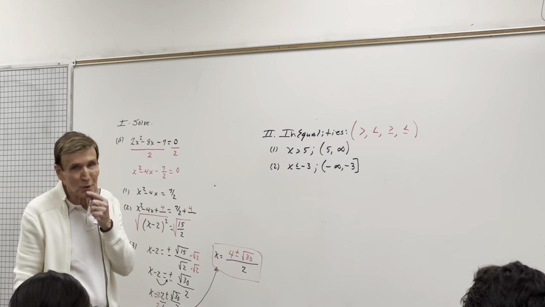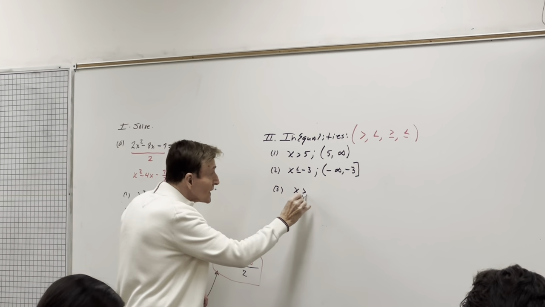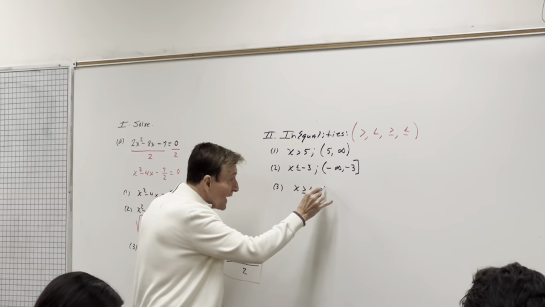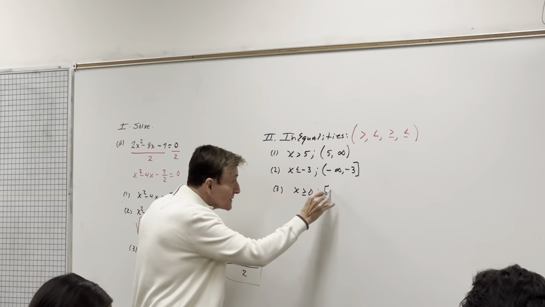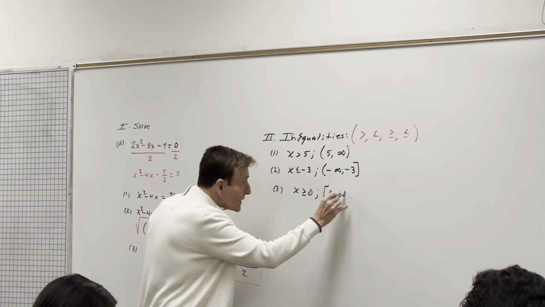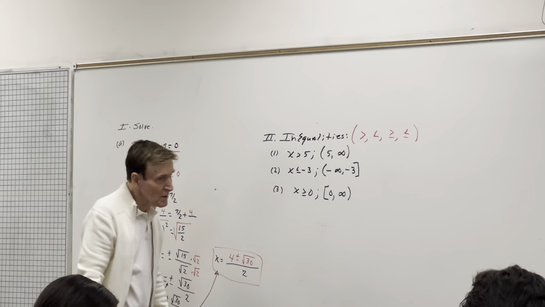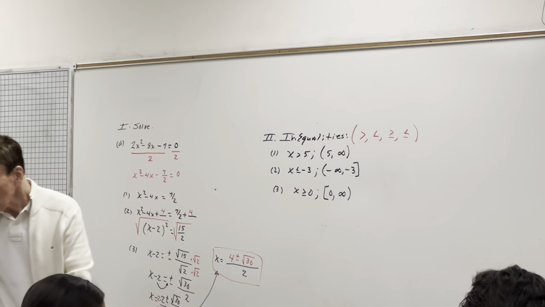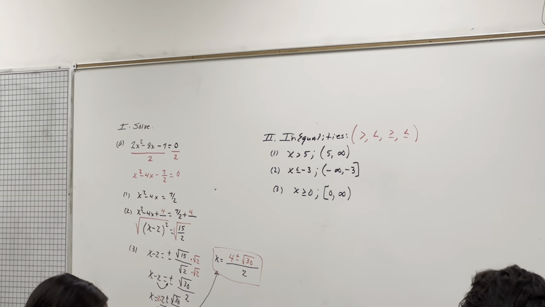Next one, number 3, let's try this. X is greater than or equal to 0. Everything to the right of 0, guys. Let's write this with a bracket, 0 through infinity. Just a little recap on a few of these that you may have to write in interval notation. Does that sort of recall some of this from a previous experience with interval notation?